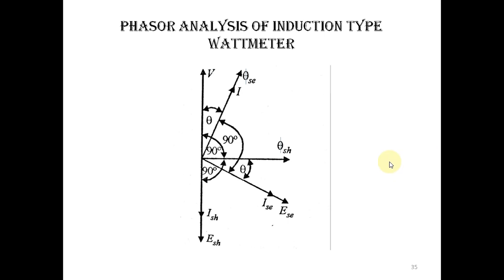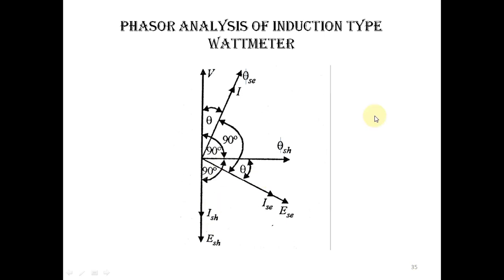Now what is the voltage then? V equal to n d phi dt. So d/dt of sin omega t gives cos omega t, and sin and cos have a 90 degree difference, so phi and 90 degree will be your eddy currents due to shunt magnet, ESH.